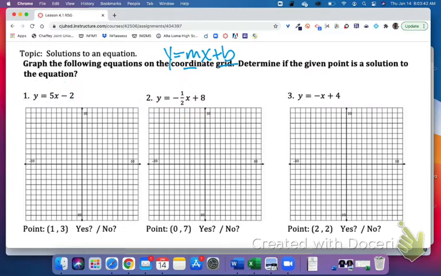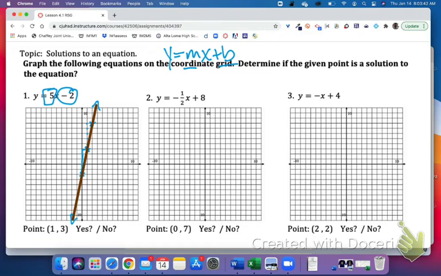Identify the intercept and plot it. Then use our slope and move. So we go up 1, 2, 3, 4, 5 over 1. 1, 2, 3, 4, 5 over 1. And from there, I can make this a solid line. So that's a pretty accurate representation.